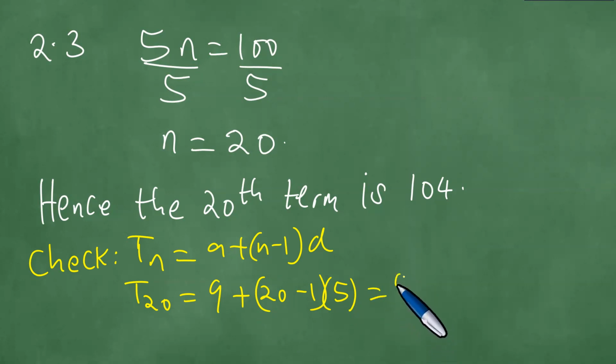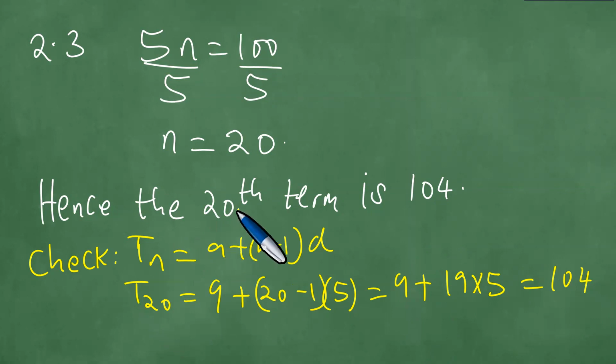So what is the answer to this? This is 9 plus 19 by 5. What is 19 by 5? Okay, 19 by 5 plus 9. The answer of all of this, I think it's 104. 104, well done. Which means that indeed, the 20th term is 104.